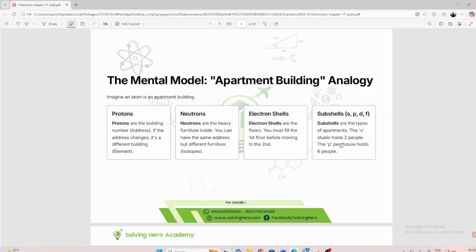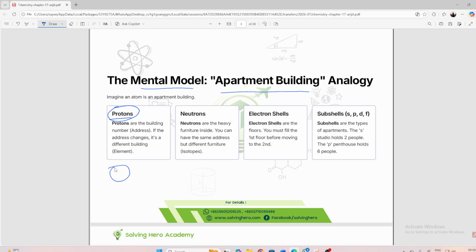Before I teach you isotope, let me have a look at this model. What is called proton, the mental model. You don't have to focus on the mental model or apartment building analogy. You just have to memorize the name. Proton. We have already said what is proton. In the nucleus, there are positive charges called proton. Neutrons, we will learn about neutrons after a few minutes.